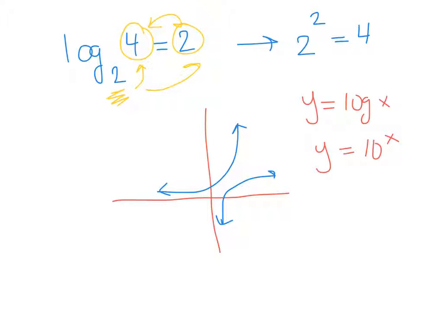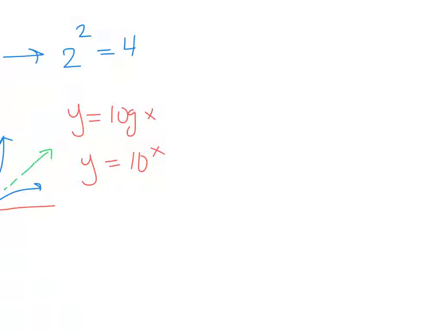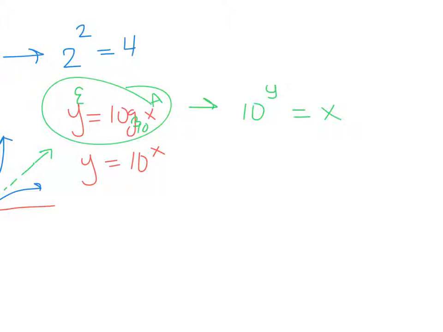And this is a reflection over the line y equals x, which means that x and y have switched, which means that there has been an inverse. So, for example, if you look at this here, if I put this into exponential form, my base is 10, because that's what it always is if you don't see a base. My exponent is y, and my answer is x, because base, answer, exponent.